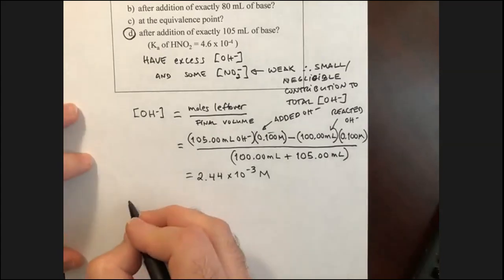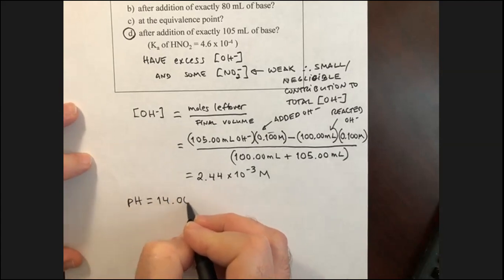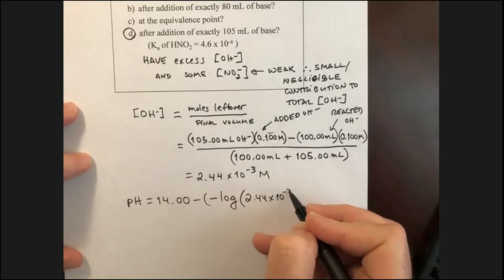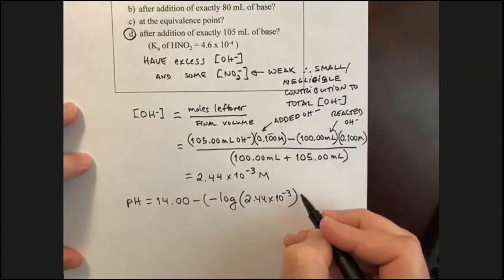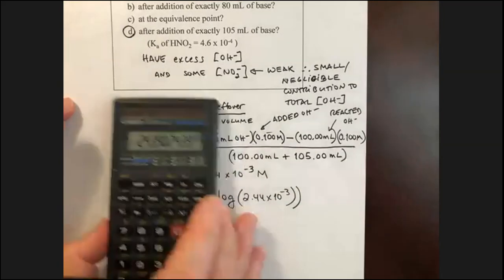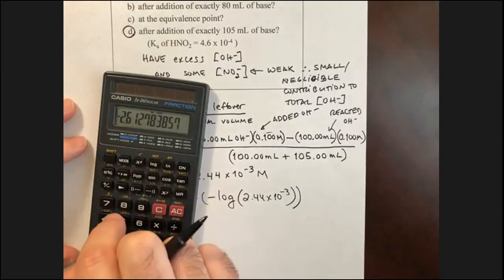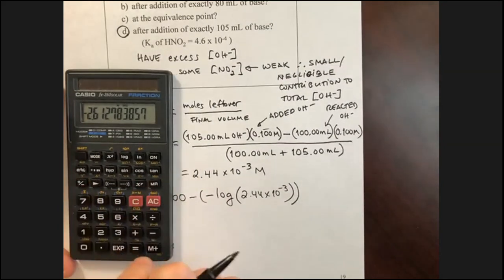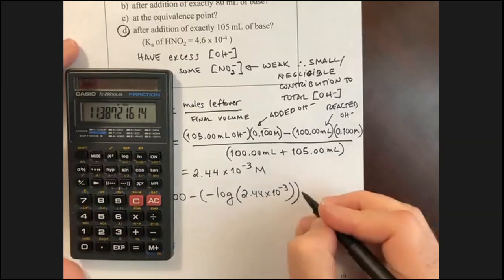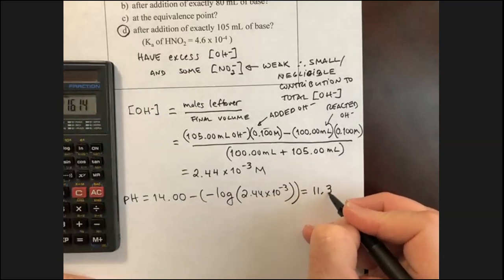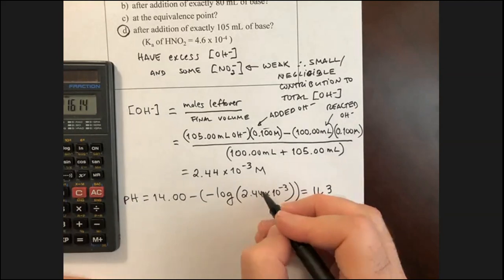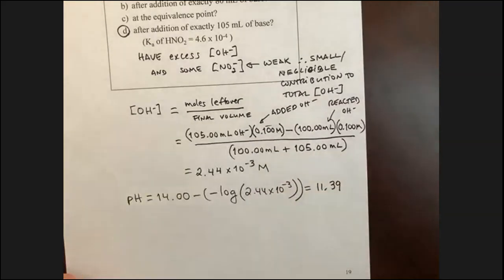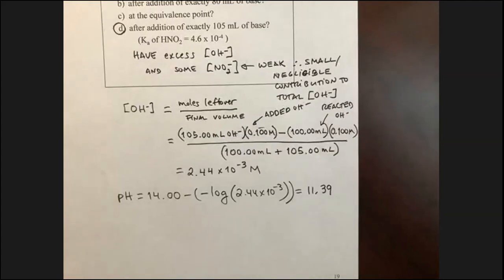And now we're going to calculate the pH. So again, 14 minus the negative log of 2.44 times 10 to the minus 3. All right, so let's see what that is. We take the log of this, get the negative of it, and then it's 14 minus that. I get 11.387. We have 3 sig figs here, but we typically only use 2 decimals, so I'm going to put 11.39. All right, and that's what happens at this stage.